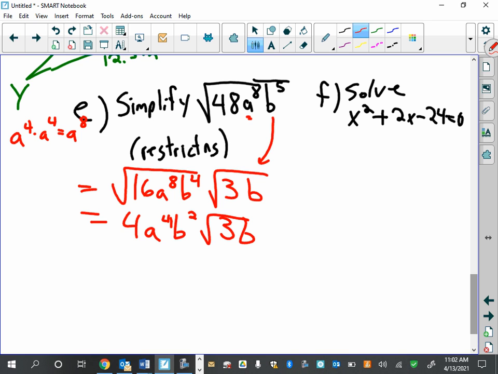Been a while since we did that. Most of them we don't have variables, but we just have numbers, so breaking up 48 is the usual question, but every third time you might have letters under the radical.